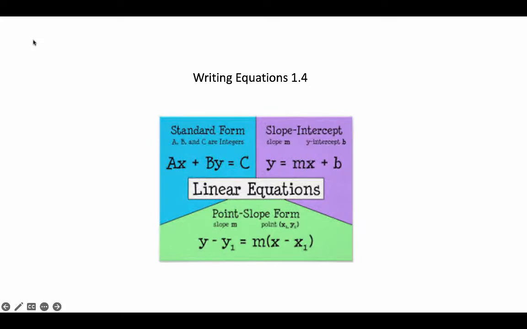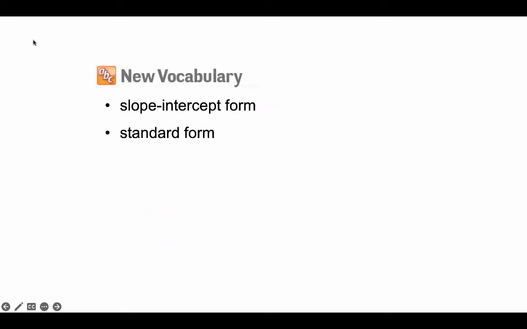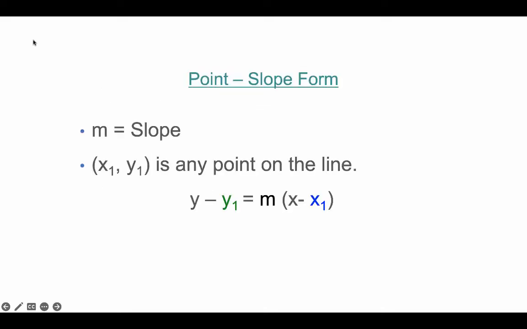Okay, we're going to work on lesson 1.4 today. We've already talked about slope-intercept form. Today we're going to talk about point-slope form and standard form. We're also going to touch on parallel and perpendicular lines. So those are the two forms we're going to use, and then we're going to worry about parallel and perpendicular as well.